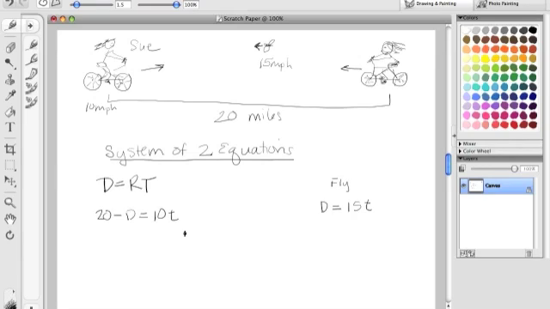If we use the method of substitution, then we can solve for one of these variables if we combine the two equations. Okay, so we've already got one solved for D over here. We can go ahead and take that D and plug it in to this D. So 20 minus 15t equals 10t. If I add 15t to both sides, then I have 20 equals 25t. And t equals 20 over 25, or 4 over 5.